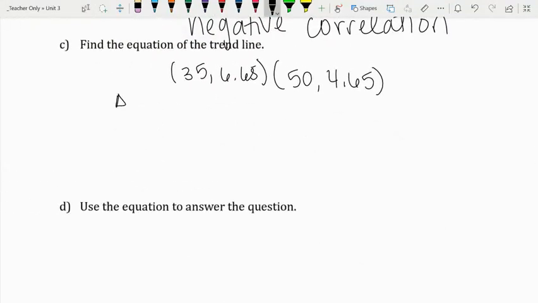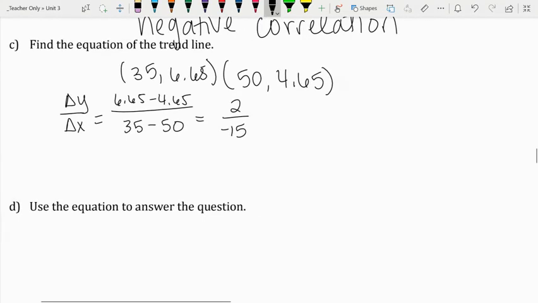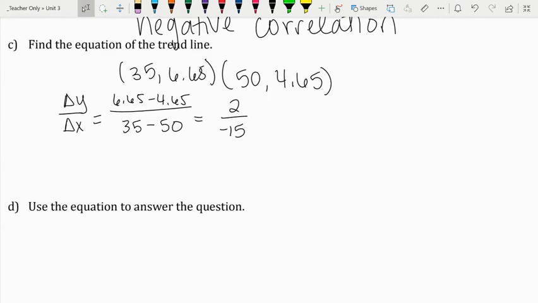So if we are trying to find the equation, we're going to do change in y over change in x. So this would be 6.65 minus 4.65 over 35 minus 50. First one gives me 2. The bottom one gives me negative 15. So my slope would be 2 over negative 15. From there, I can start writing my equation. I'm going to go ahead and use the first one. So it would be y minus 6.65 equals 2 over negative 15, x minus 35.